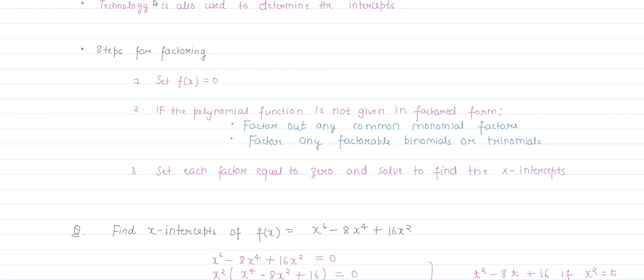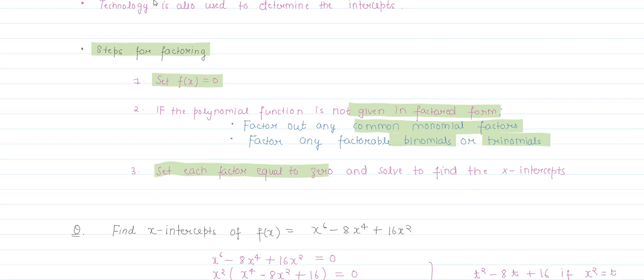So what are the steps for factoring? First of all, we set f(x) equal to 0. If the function is not in factored form, then we find the common monomial factors, if there are any. Then we factor on the basis of binomials or trinomials. We group the function in such a way that we can make factors out of it. Then we set each factor equal to 0 and solve to find the x-intercepts.